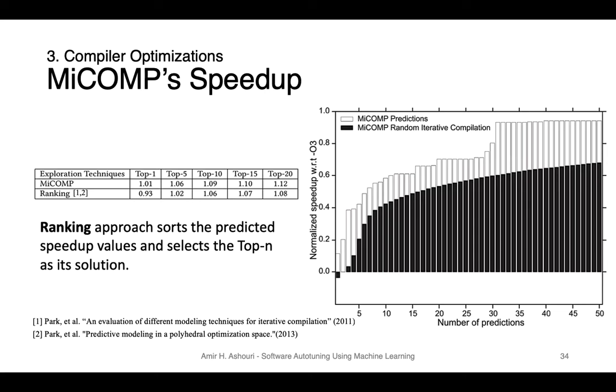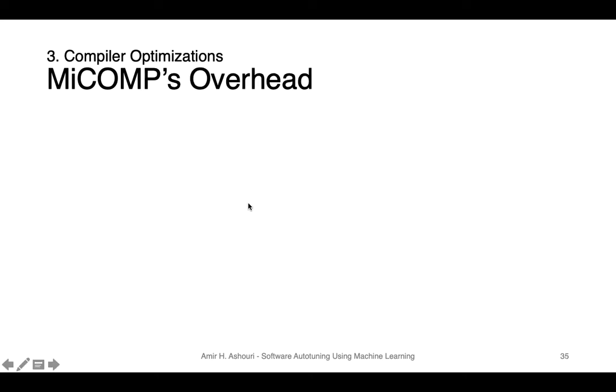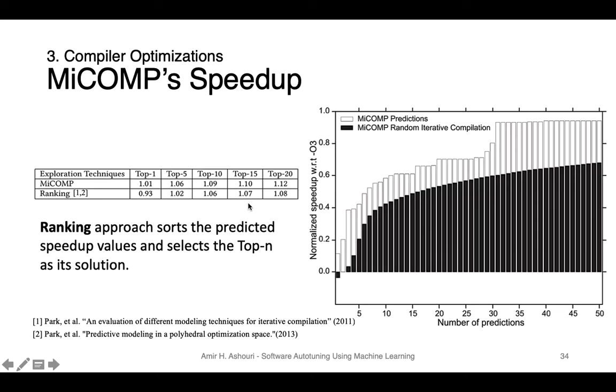My top 1 result could outperform the state-of-the-art paper, which was using ranking. And if you go up to top 20, the trend shows that at each of those extractions, 5 predictions, 10 predictions, 15 predictions, MiCOMP was in a better state than the state-of-the-art paper. So you see that clustering helped us to outperform the existing work.